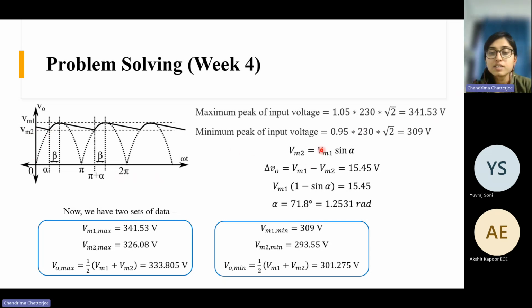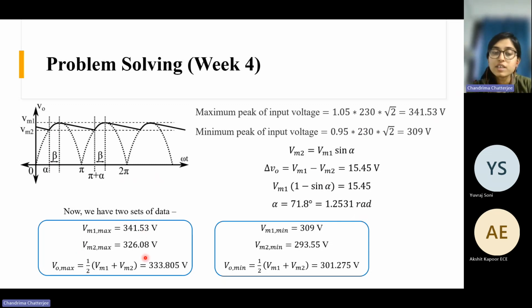And this Vm2 is nothing but Vm1 sine alpha, as this is a sine wave and this angle is alpha. Vm1 is the peak value, so Vm1 sine alpha gives us Vm2. That's what I have written here. And delta V is given, so from this we can get the value of alpha. This angle is alpha from here to here, but beta is the duration when the capacitor is charged, from this point to this point. I have calculated in degree as well as in radian.